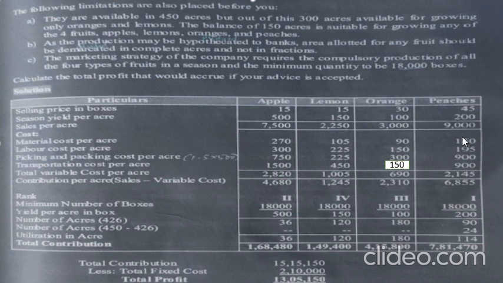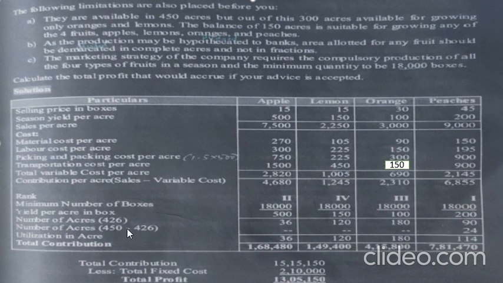Then for peaches, the total sales is 9000 minus variable expenses 2145, which will give us 6855 as the contribution. So based on the contribution we have got, we will rank. Peaches gives us the highest contribution, so we will rank it as 1, where the contribution is 6855. Then apple with a contribution of 4680, we will rank it as 2. Then orange, which is 2310, will rank 3. Then lemon 1245, which is ranked as 4.